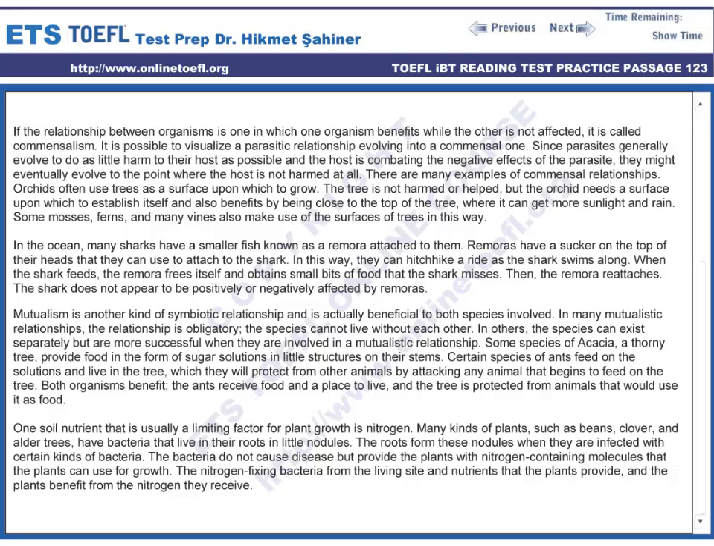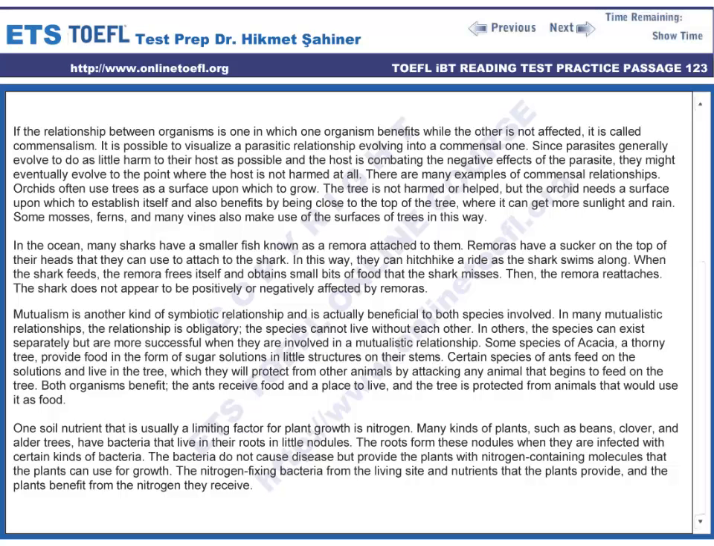In the ocean, many sharks have a smaller fish known as a remora attached to them. Remoras have a sucker on the top of their heads that they can use to attach to the shark. In this way, they can hitchhike a ride as the shark swims along. When the shark feeds, the remora frees itself and obtains small bits of food that the shark misses. Then, the remora reattaches. The shark does not appear to be positively or negatively affected by remoras.